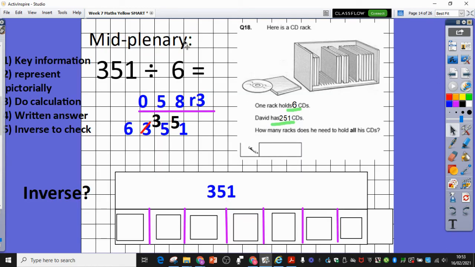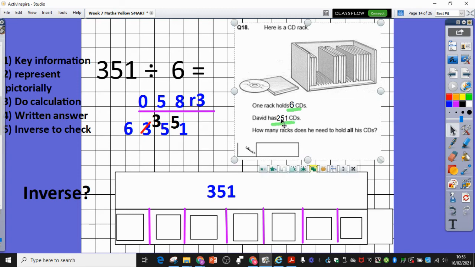Okay, so task 2. Let's get rid of this. Don't need anything more there. So key information, what have I got? Okay, I've underlined the key information. 1 CD rack holds 6 CDs. David's got 251, or even 351 here, 351 CDs. We'll go with 351. Let's write 3 very badly over the top here.